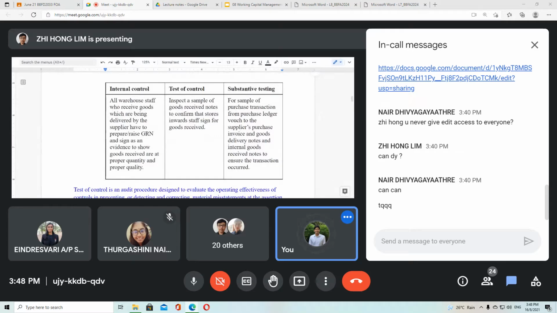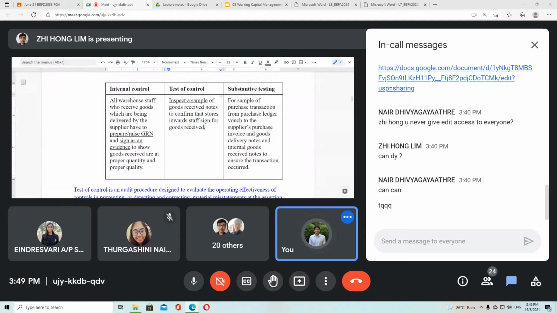So this is the situation for the internal control. All warehouse staff who receive goods delivered by the supplier have to prepare or raise a goods received note (GRN) and sign as evidence that the goods received are of proper quantity and proper quality. So the test of control is that the auditor will inspect a sample of goods received notes to confirm that stores inwards staff sign for goods received.